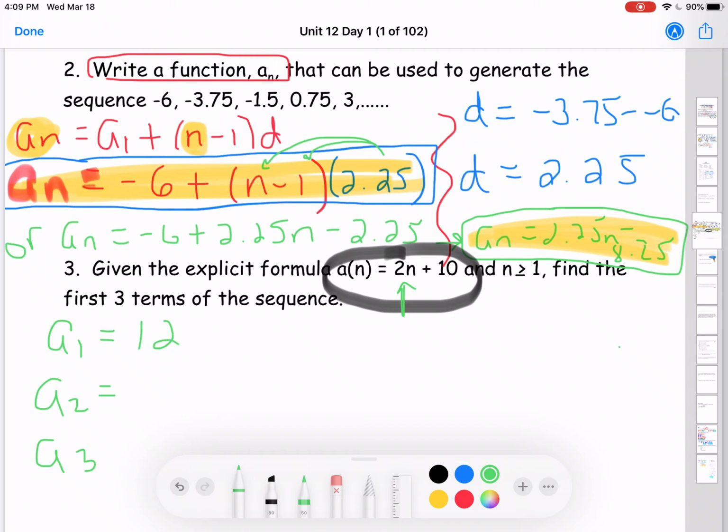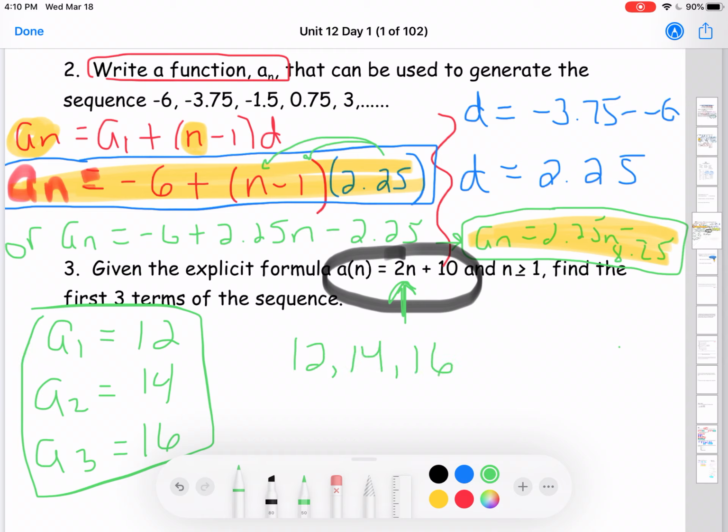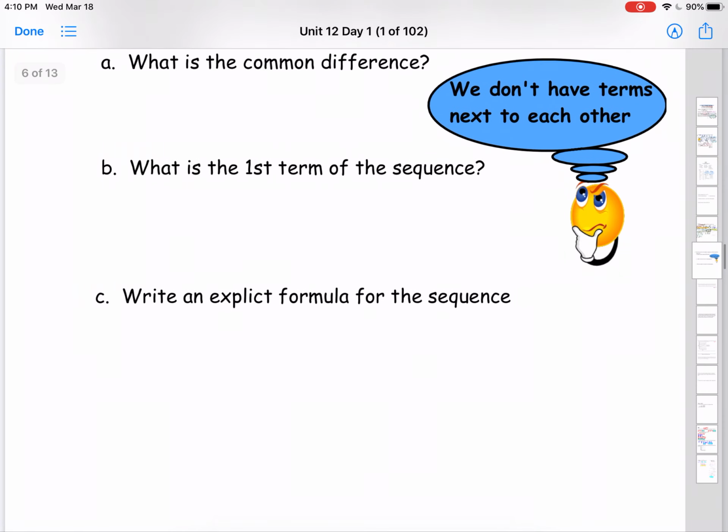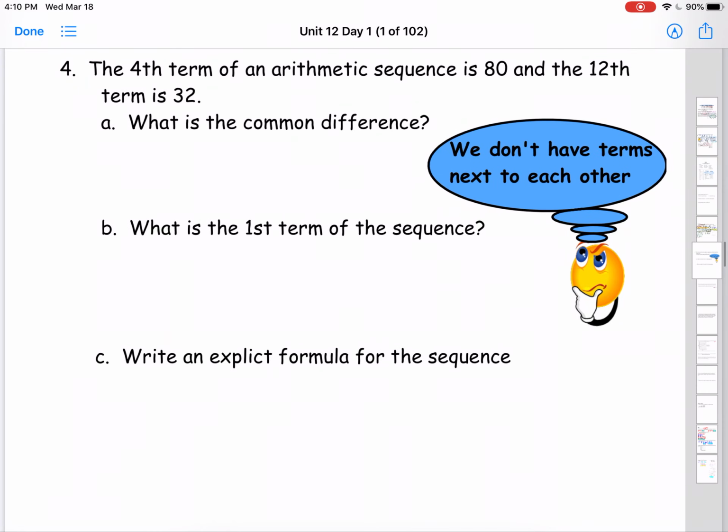If we want to find a sub 2, then we'll plug 2 in for n. So 2 times 2 is 4, plus 10 is 14, and so on. Plug in 3, and we'll get 16. You can write the answer like that, or you can write the answer as a sequence, however you want. All right, let's just look at this a little bit more, and then we'll move on to the next one. Oh yeah, so the last thing to show you here.